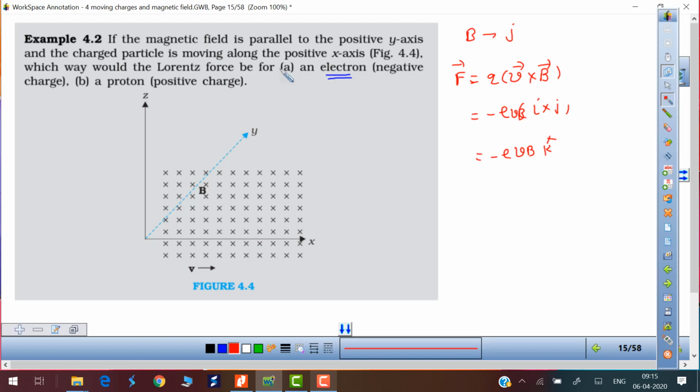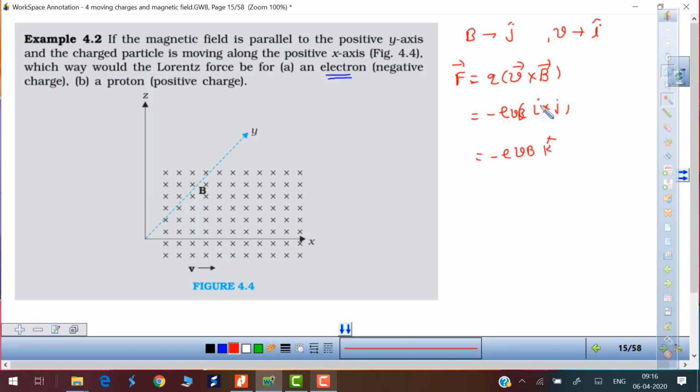If the magnetic field is parallel to the positive y axis, so B is in the direction of j, and charged particle is moving along the x direction. So velocity is in direction of i. Which way would the Lorentz force be for electron and for proton? So we have formula of the Lorentz force. It is not calculating, just you have to think.